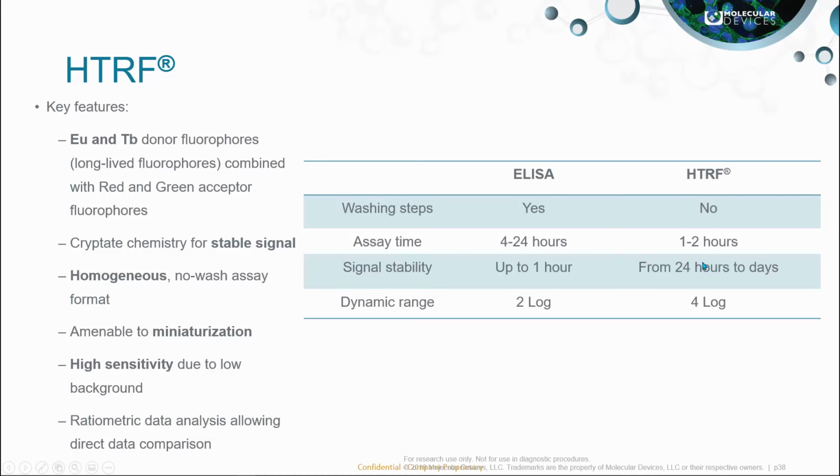As a summary, here are shown some key features of HTRF: long-lived fluorophores like europium and terbium, high signal stability, homogeneous assays where no washing is needed, ability to miniaturize, high sensitivity due to low background, and data normalization, allowing direct data comparison. In this technology, a ratiometric ratio between the fluorescence from the acceptor and the donor is being calculated.